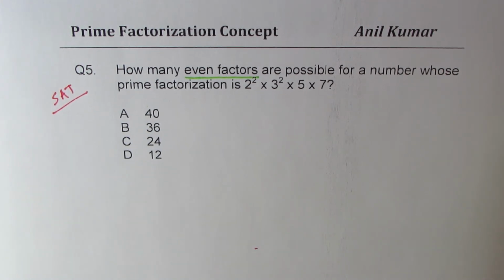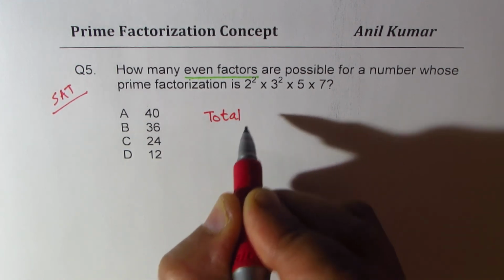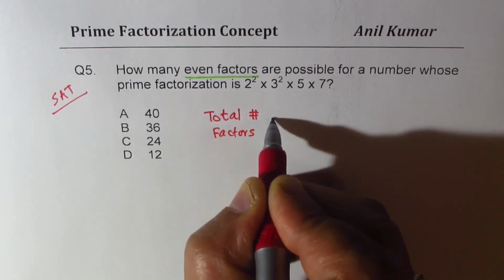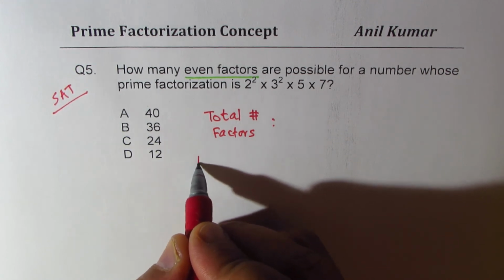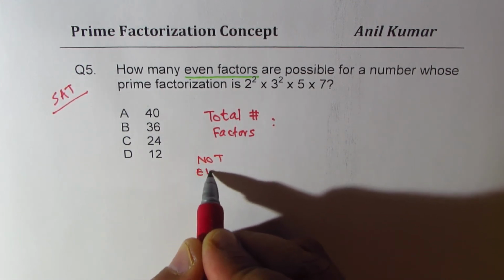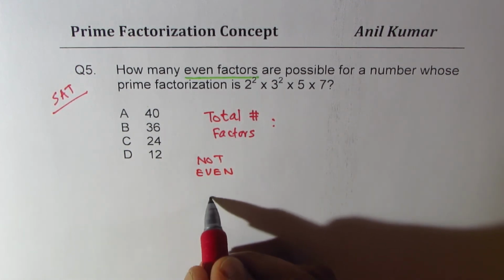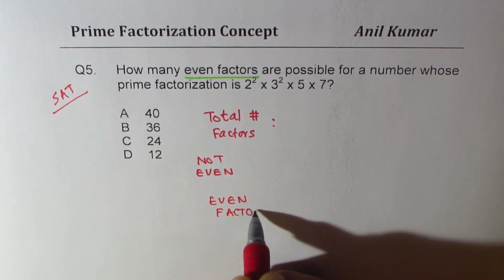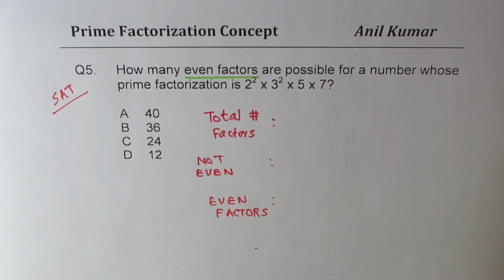Now to find even factors, what we are going to do is first calculate the total number of factors, right? Total number of factors. And then we can calculate the number of factors that are not even. And then we'll subtract and get even factors. So that is the hint. Now you can follow this hint, answer, and then look into my suggestions.